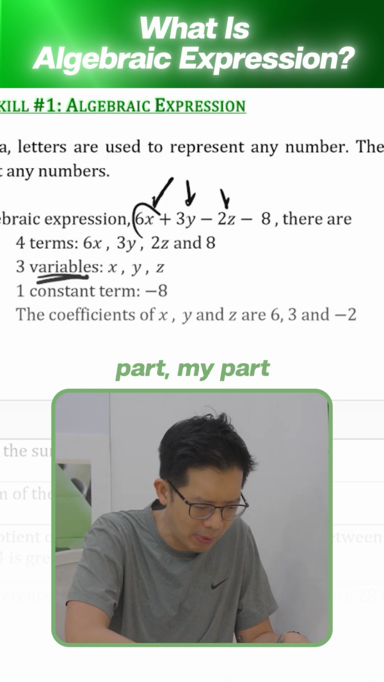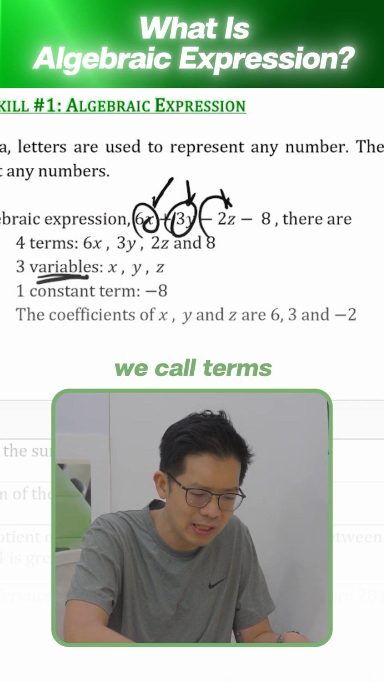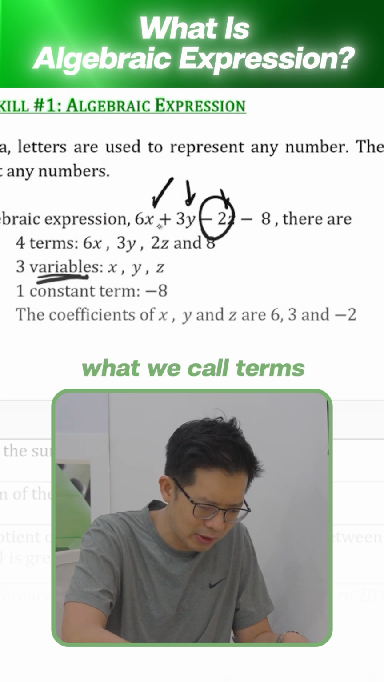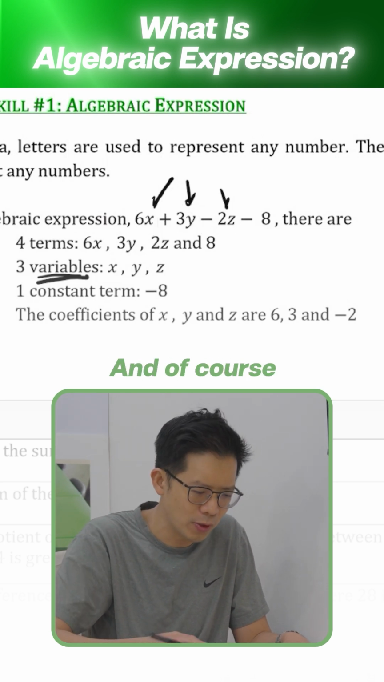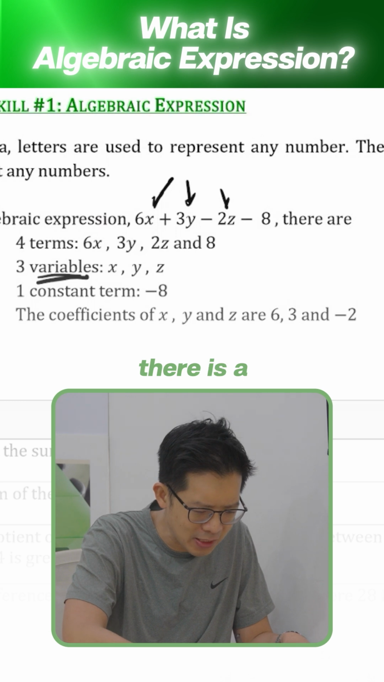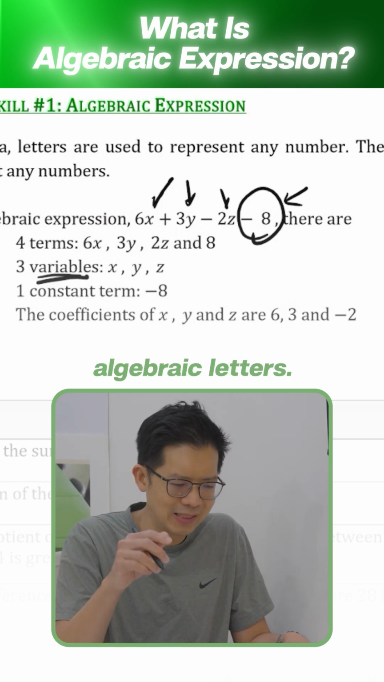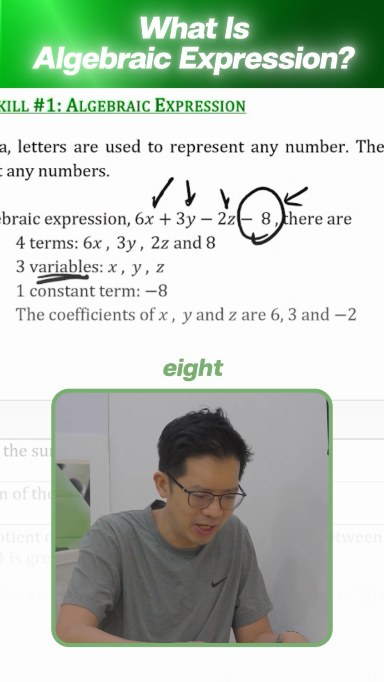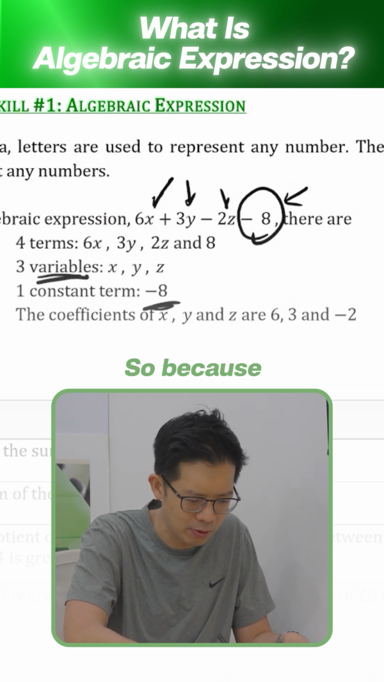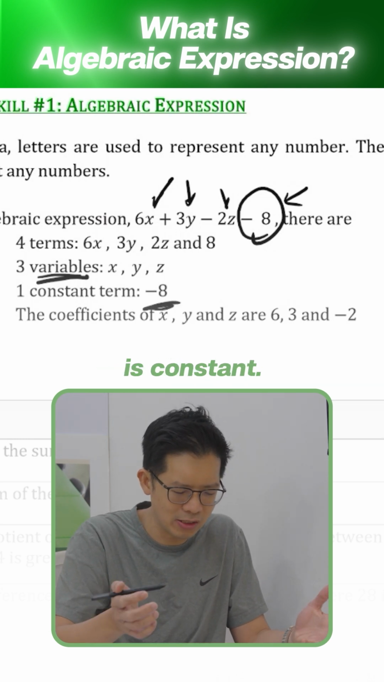These components, part by part, are what we call terms. So these are what we call terms in an algebraic expression. And of course, there's a particular term that's quite special, that doesn't come with any algebraic letters. For example, the -8 is what we call a constant term, because it doesn't change, it's constant, it's fixed.